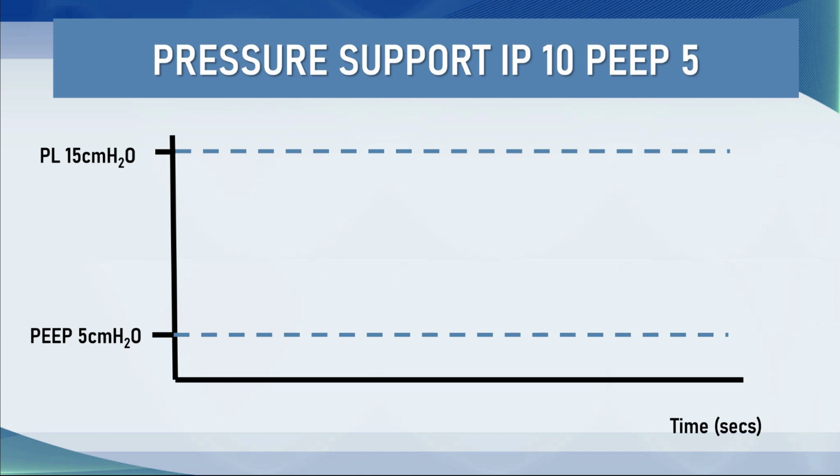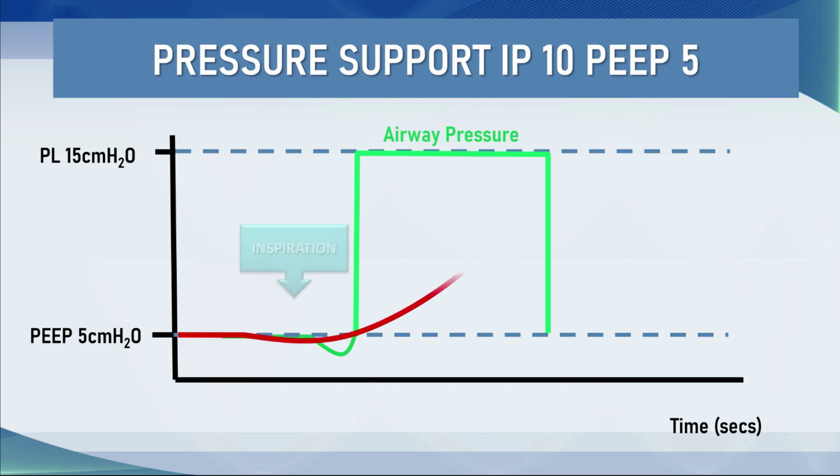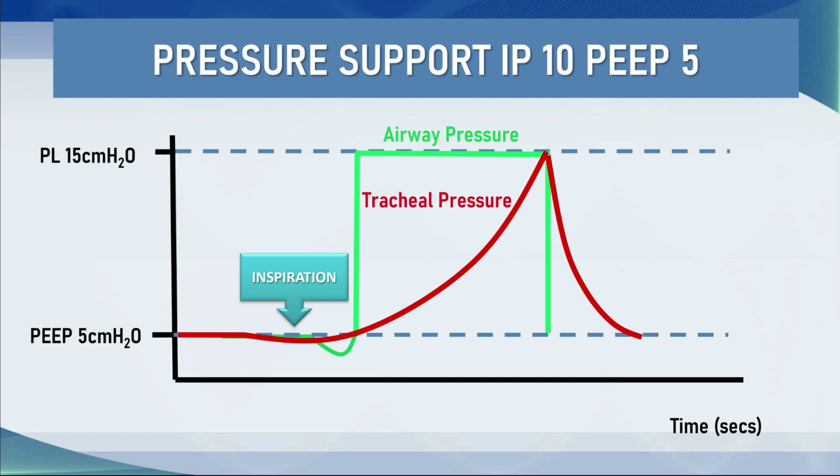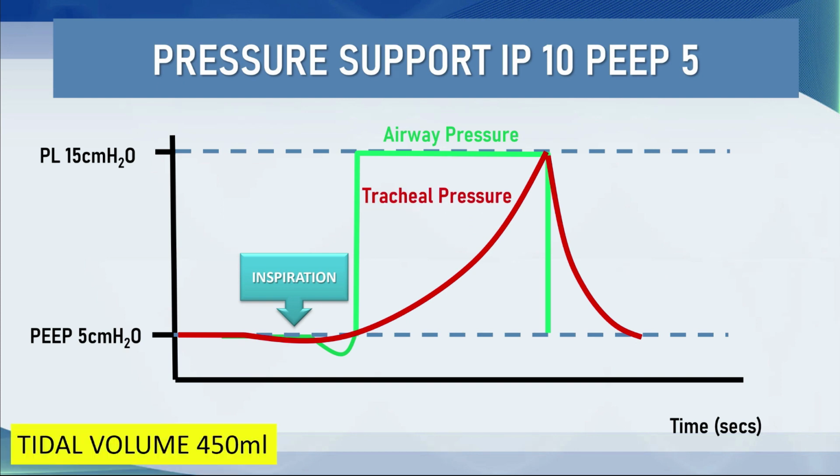This patient is on pressure support ventilation with a pressure support inspiratory pressure of 10 and a PEEP of 5. The airway pressure curve that I've drawn for you here is the same flat top picture that we have visited many times before, but now we're going to look at the tracheal pressure. You can see that when the patient takes a spontaneous breath, the tracheal pressure drops slightly below PEEP, the ventilator generates a flow of gas, and the pressure rises up to the pressure limit before drifting back down again.